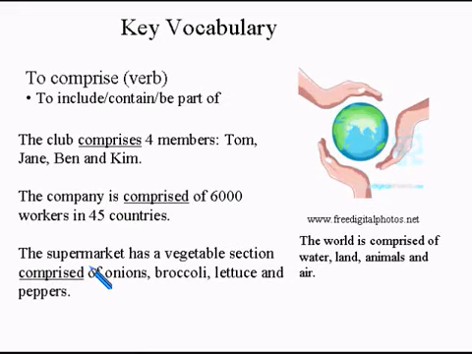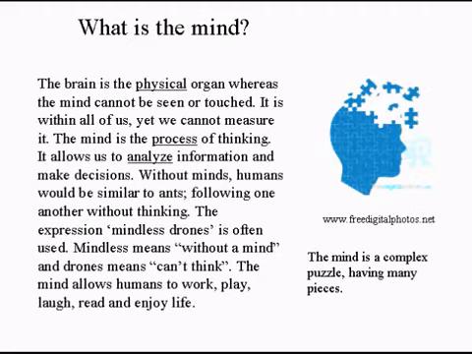So the supermarket contains or has all of these different vegetables. The world is comprised of water, land, animals, and air. What a nice little world. Now, that was wonderful. Let's do what is the mind.